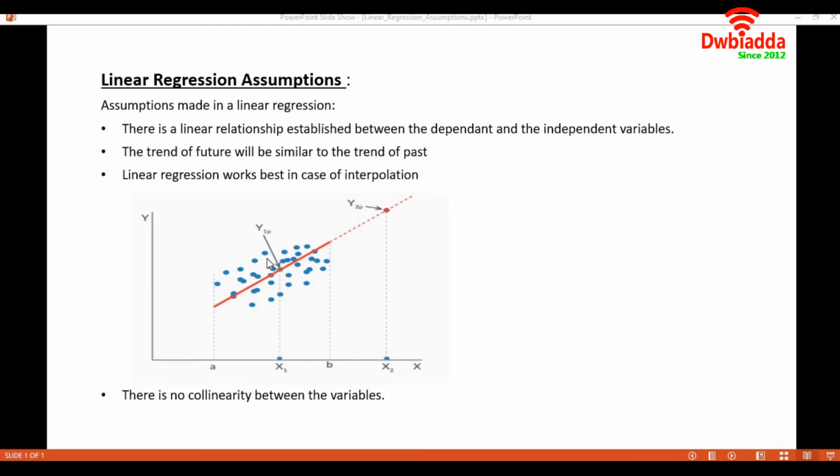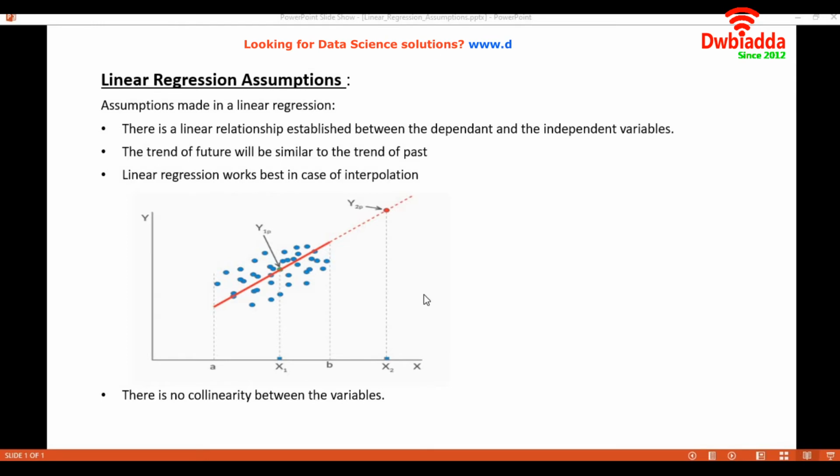Now the third assumption is that linear regression works best in the case of interpolation. What do we mean by interpolation? If we notice the picture below, we have certain points, the independent variable on the x-axis, the dependent on the y-axis. Now, we can see the maximum extent to which the points lie is b, and a is the starting point. So in this case, we can predict any value between a and b in a very good fashion, but not necessarily if we try to predict the values outside b, it might not work well because it might not be the same trend throughout.